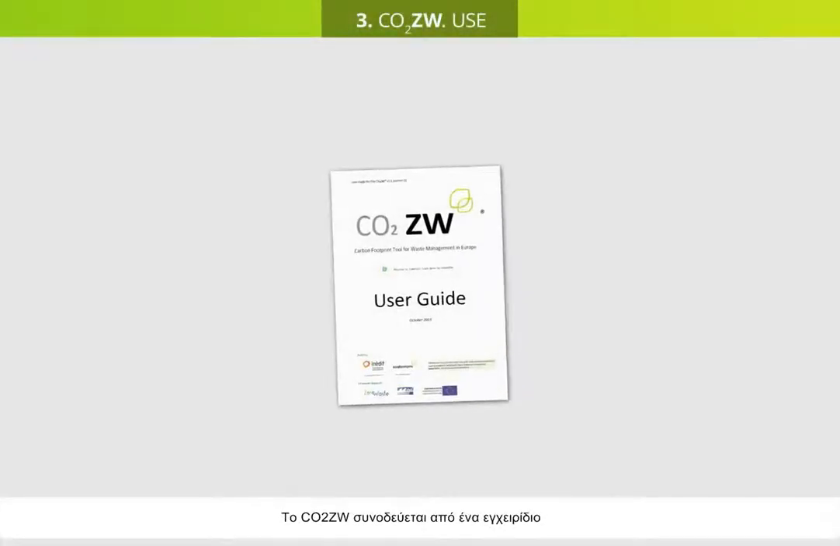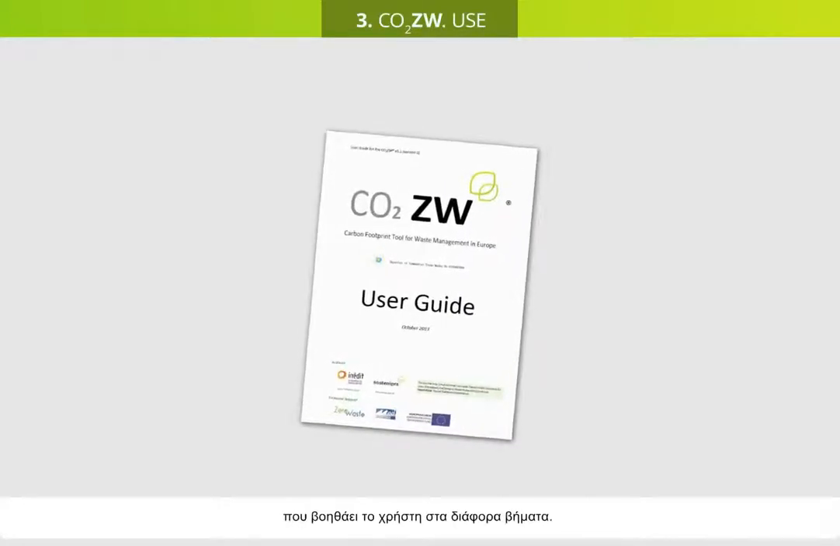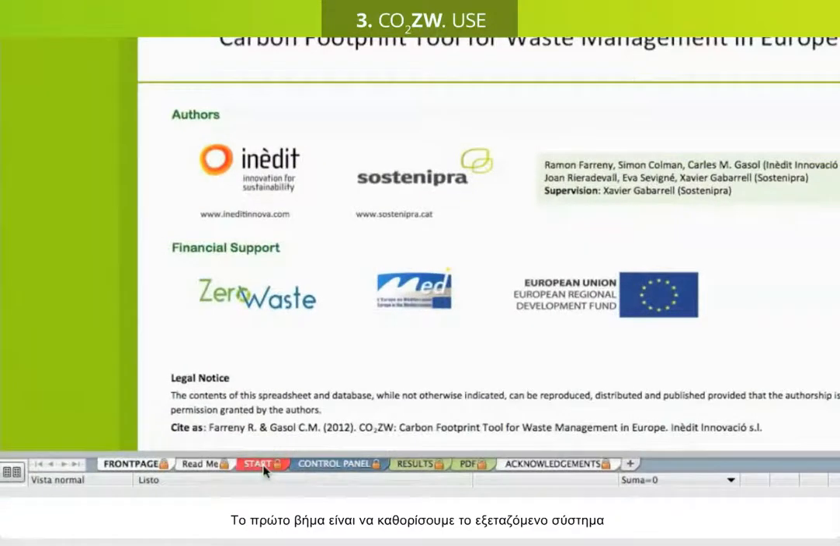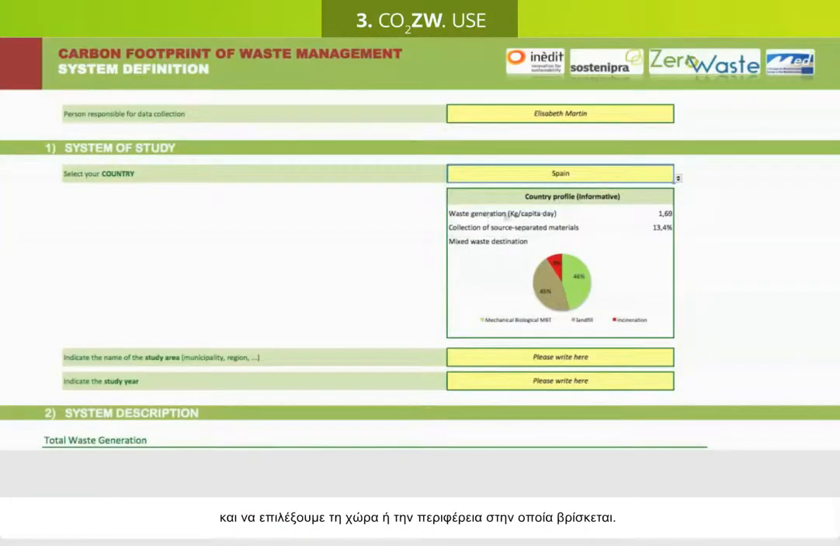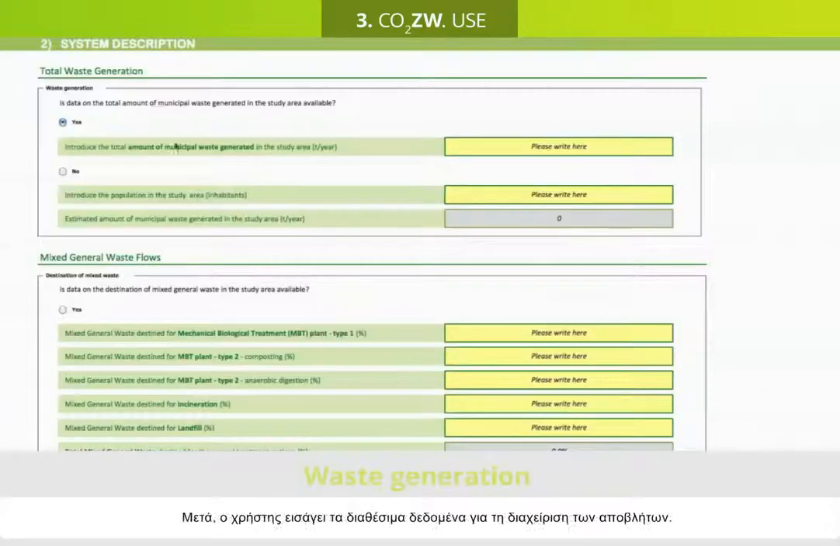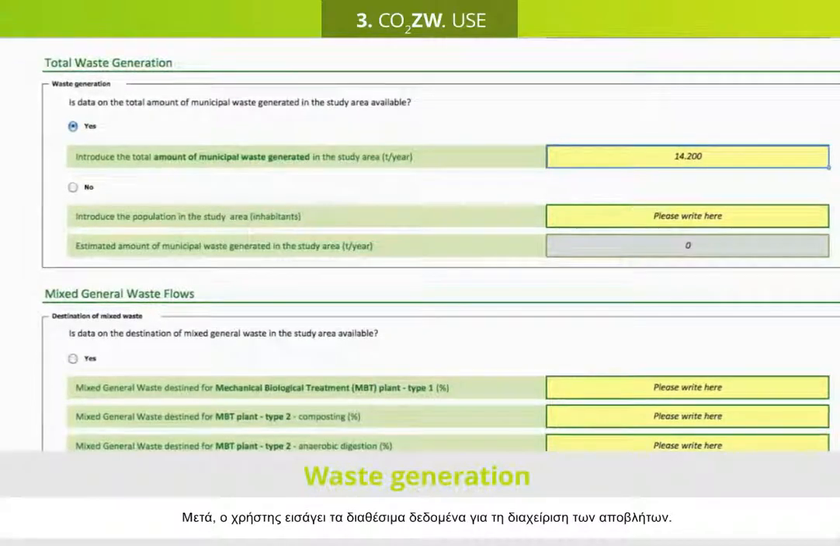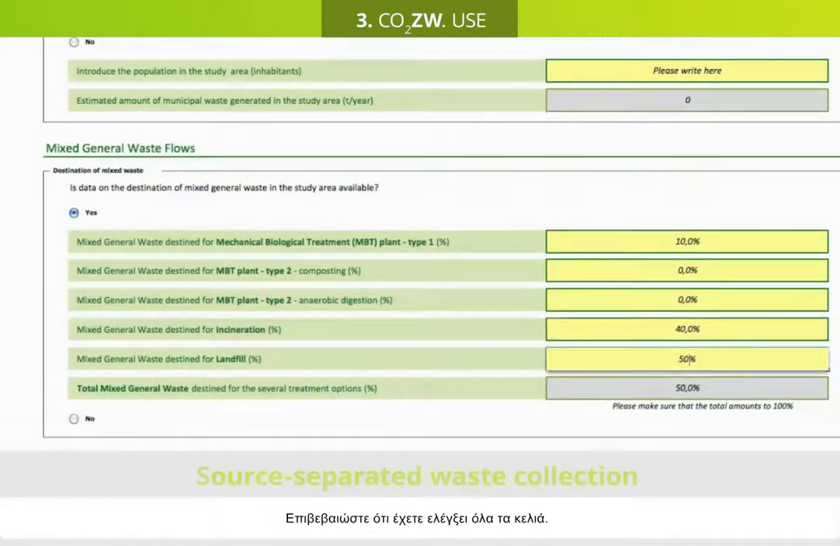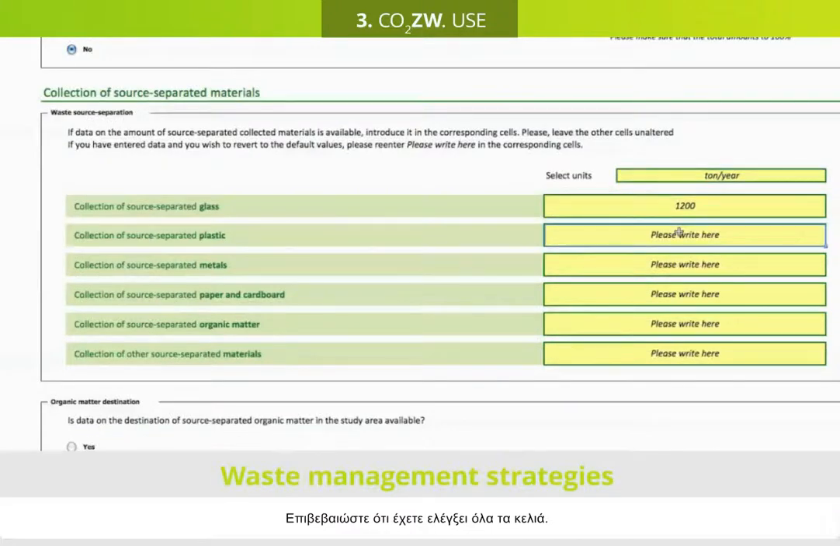CO2ZW is accompanied by a user guide to help the user through several steps. Let's start! The first step is to define the system under study and select the country or region in which it is located. Then the user introduces the available data on waste management. Make sure that you revise all the cells.